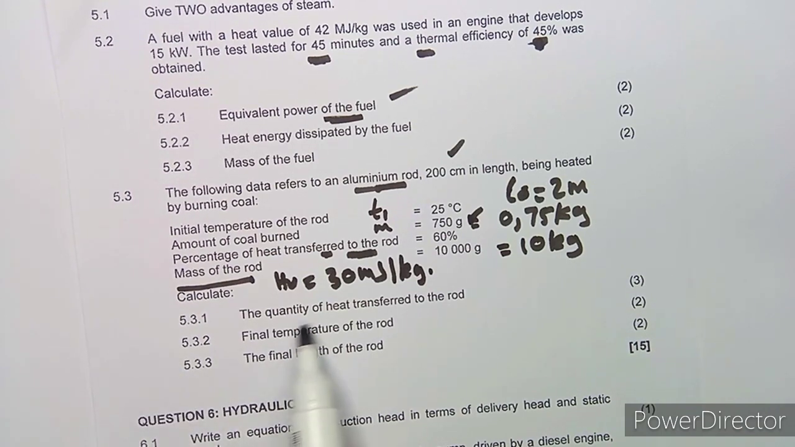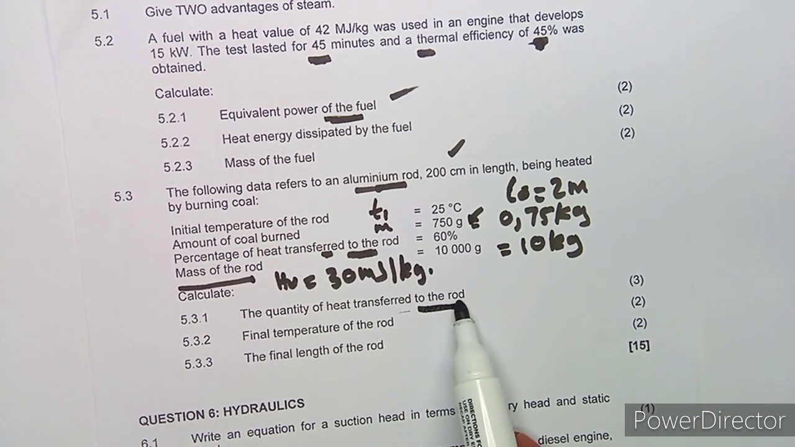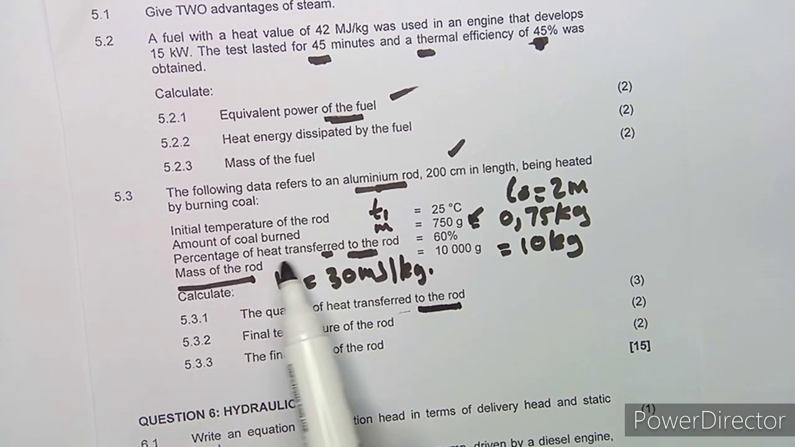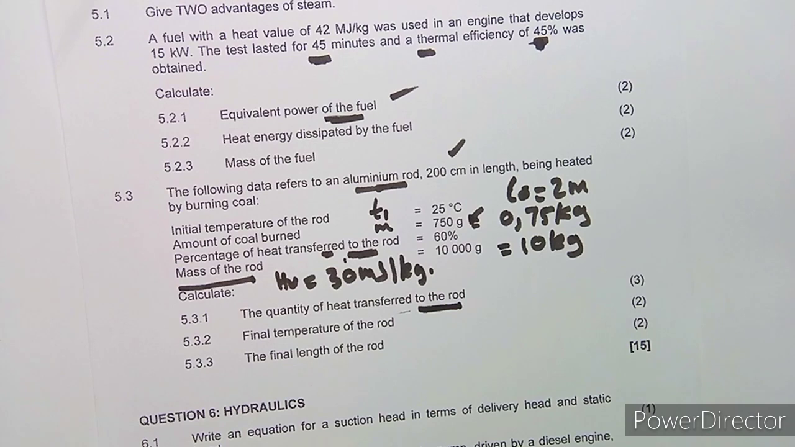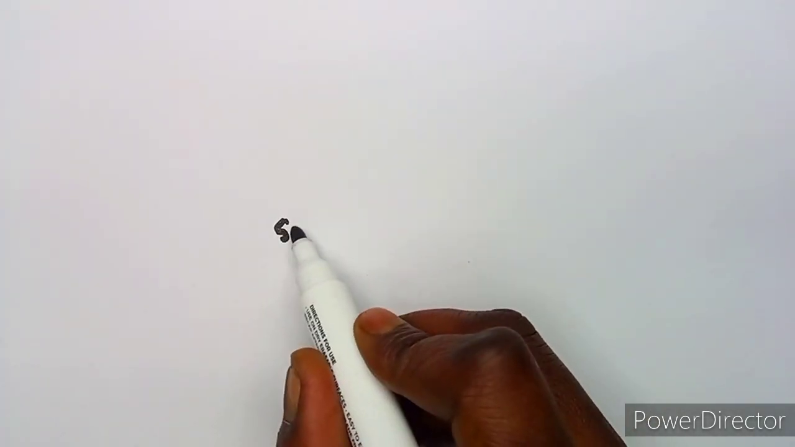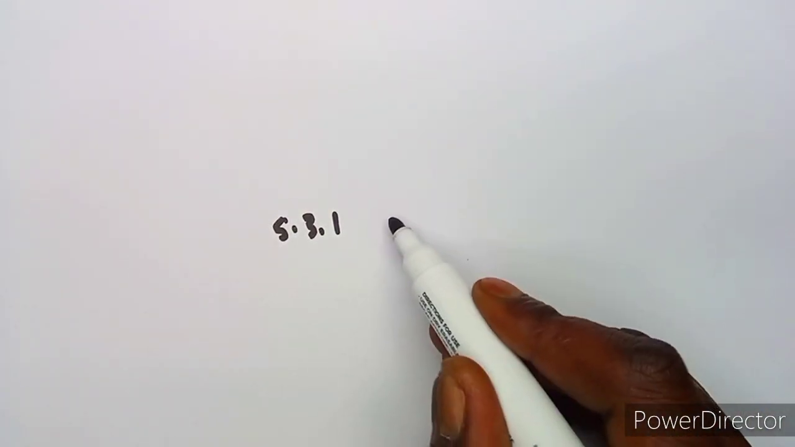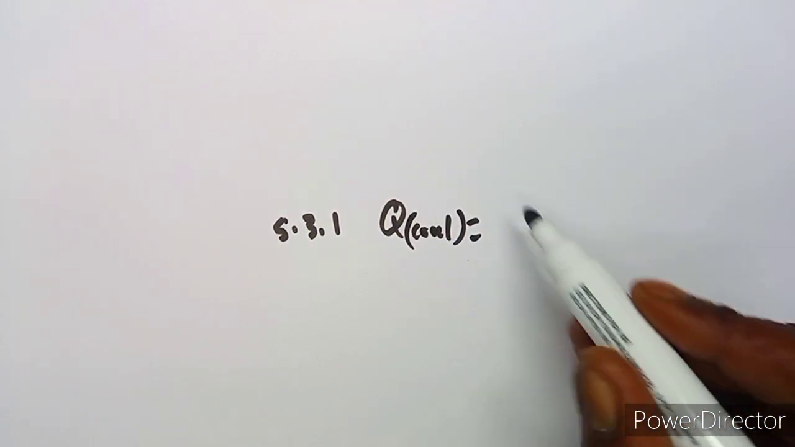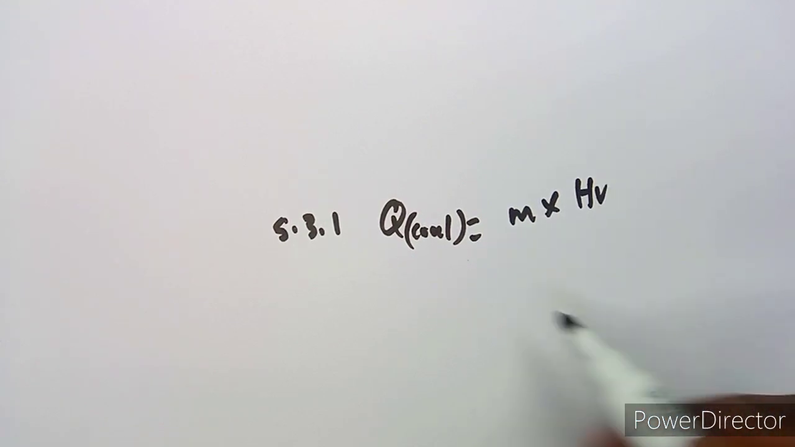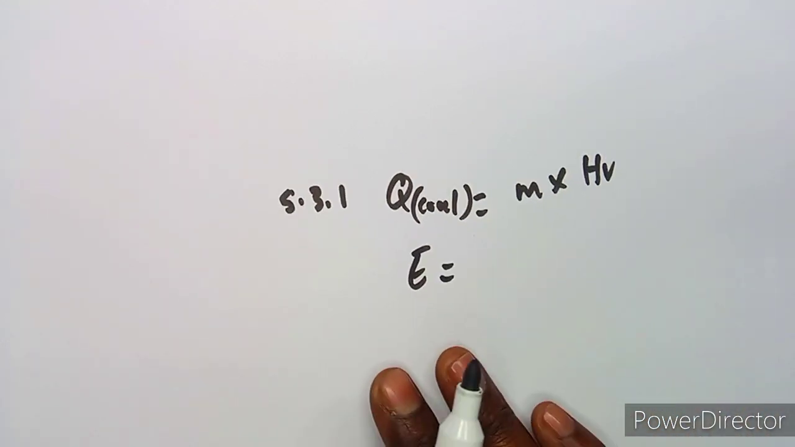On 5.31, we need the quantity of heat that is transferred to the rod. Take note that they said 60% of heat transferred to the rod, which means we need to know the heat first of coal, then the one that was transferred to the rod, which is the aluminium rod. So what is the heat if you're talking of a fuel? Remember that heat of a fuel, you can write it as E coal, or as Q for coal, which is the fuel, is equivalent to the mass times heat value.